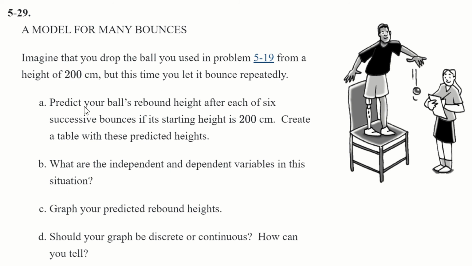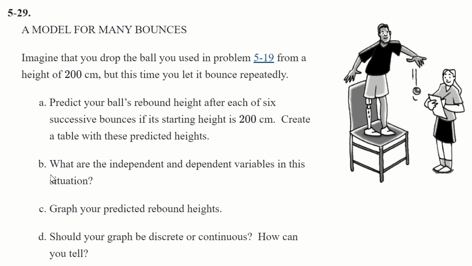So if I was to think about a table of values, right, at bounce 0, I'm at 200, right, because it hasn't bounced yet. At the end of one bounce, it's going to come back a certain amount, right? And I think you guys can talk about that and figure that out amongst yourselves. What's the height that it's going to return to? And then that height that it returns to is now your new initial height, right? And then it's going to bounce again. What's going to be the height after that first bounce, after the second bounce, after the third bounce? Predict your ball's rebound height after each of 6 successive bounces if its starting height is 200 centimeters.